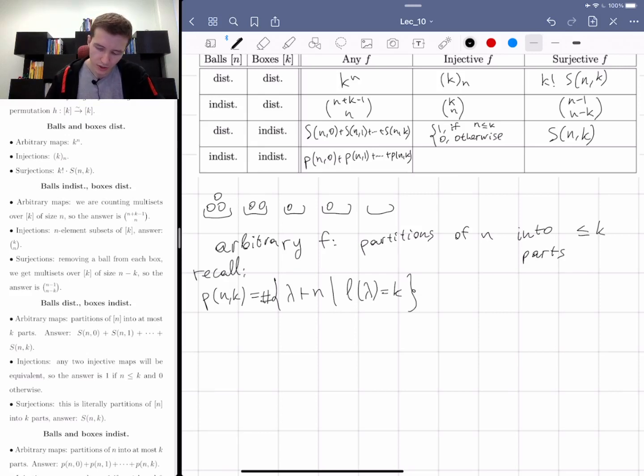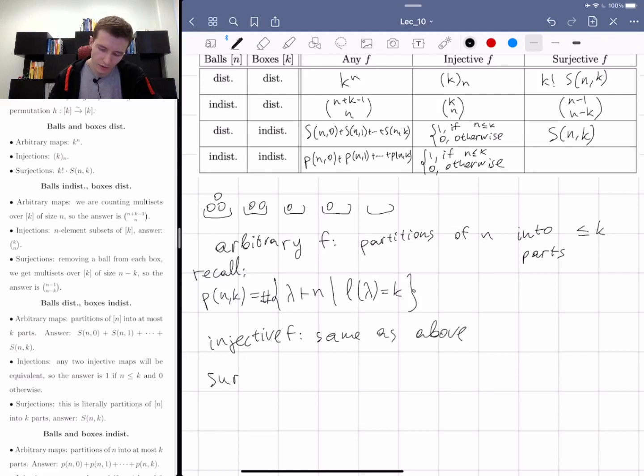So yeah, you get partitions here, and then if f is injective, the entry is going to be the same as here. Right? If you put at most one ball in each box, then you can either do it in one way if you don't care about the order of the boxes, or 0 ways: 1 if n is less than or equal to k, and 0 otherwise. And finally, so this is same as above.